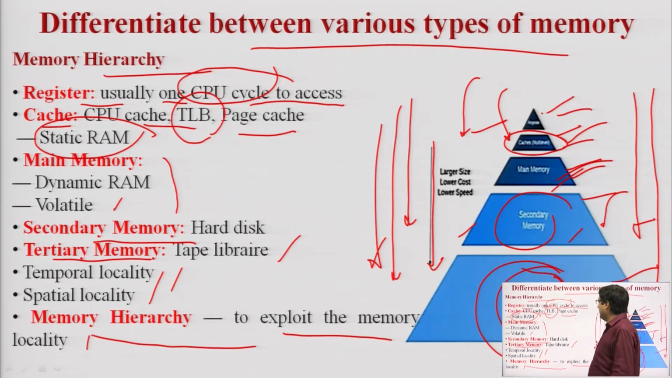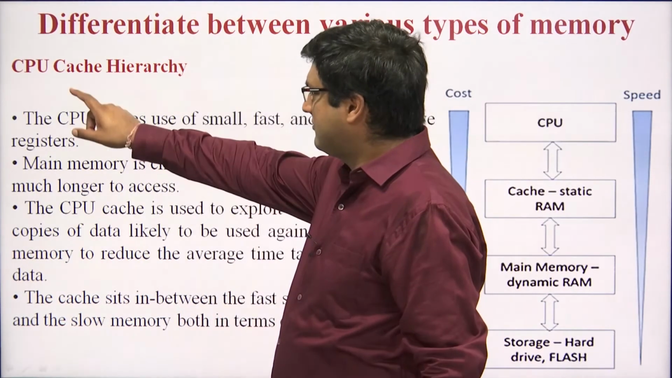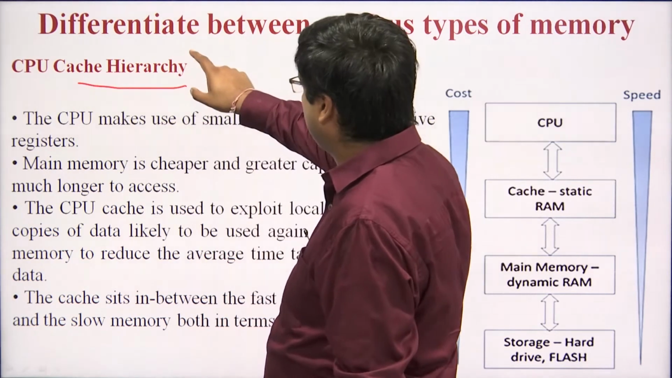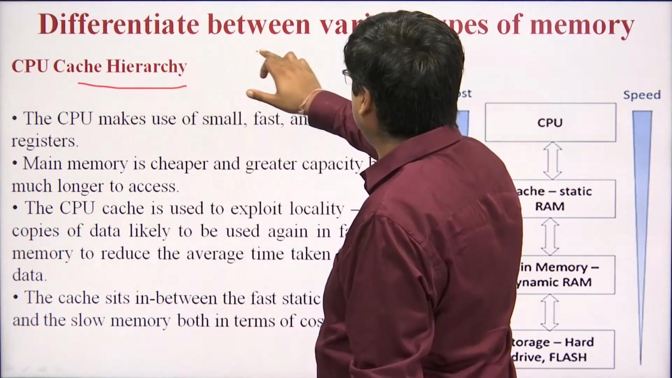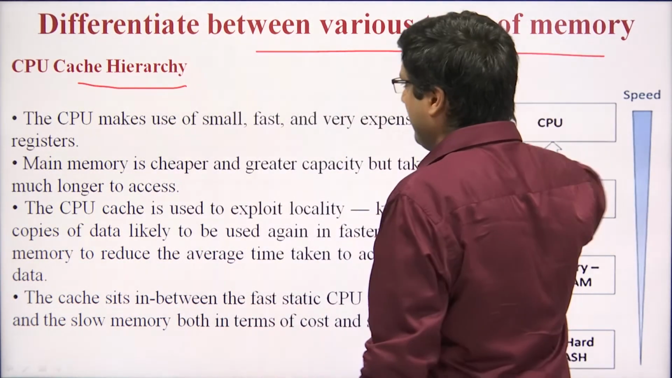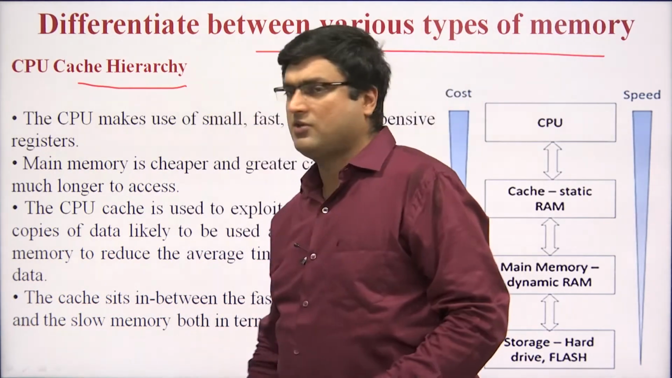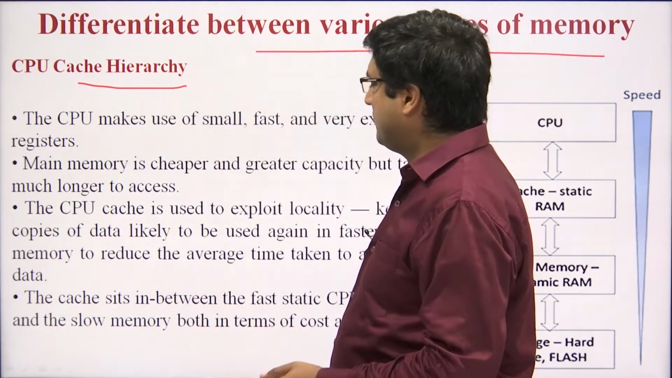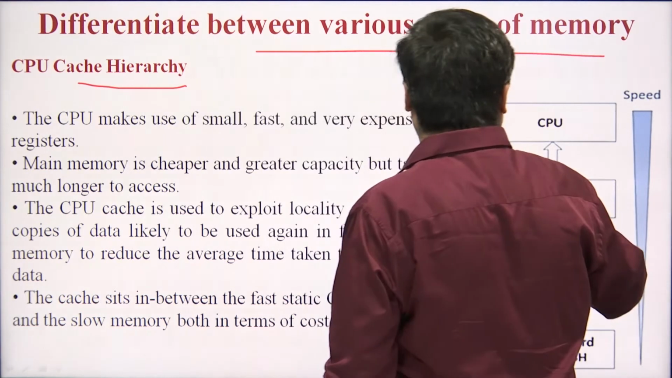So in our IoT based system, we are utilizing the CPU and input output devices. In the CPU we should have a memory. So we are talking about what type of memory can be used in our IoT based system. The next topic is CPU cache hierarchy. We are differentiating between various types of memory, under which we will study the CPU cache hierarchy.